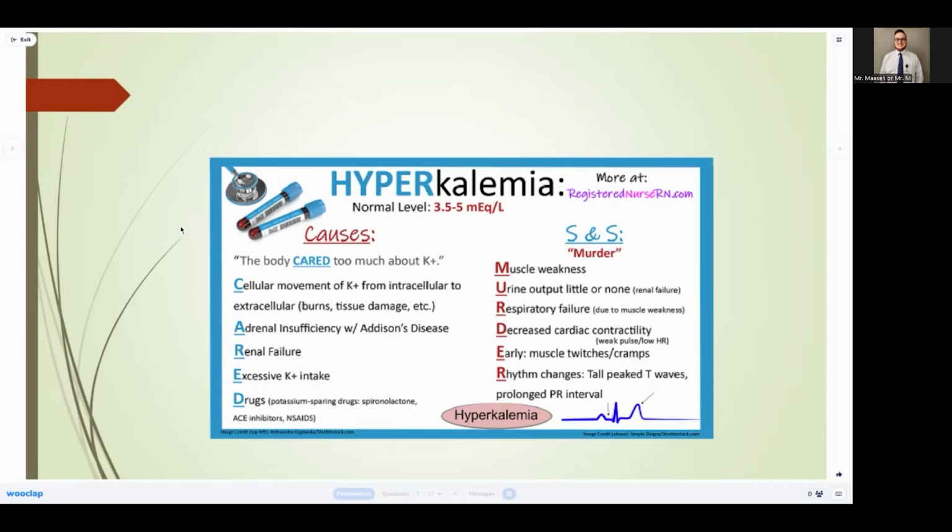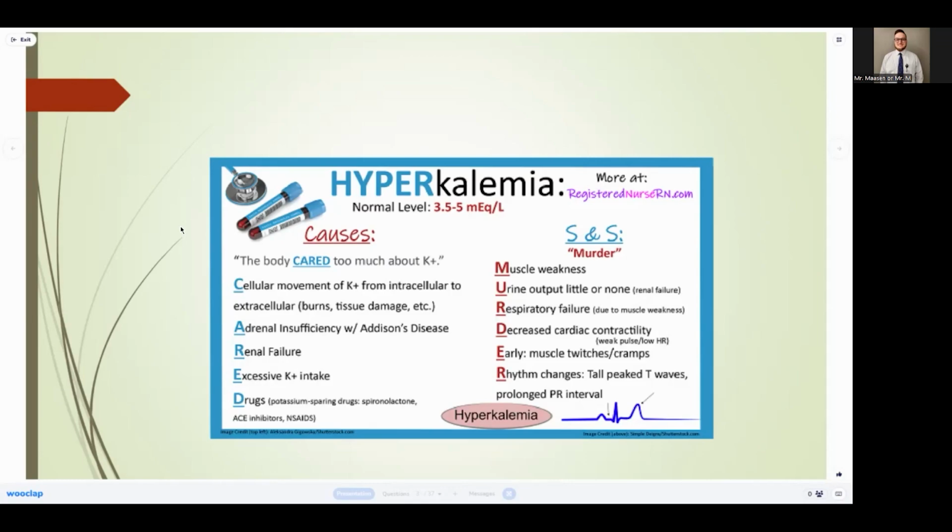And then the signs and symptoms is an acronym, MURDER, which is funny but also terrible. Muscle weakness, urine output very little. So anyone in renal failure is at risk for hyperkalemia.